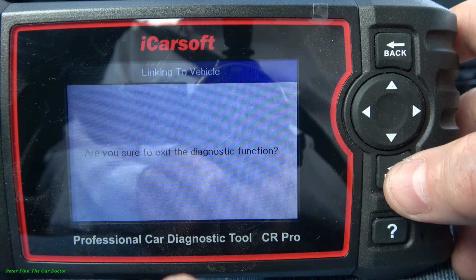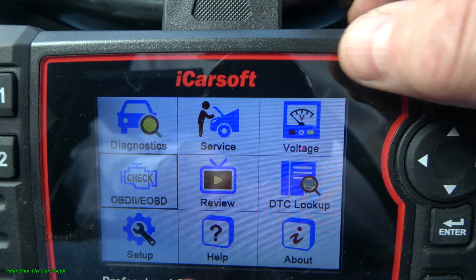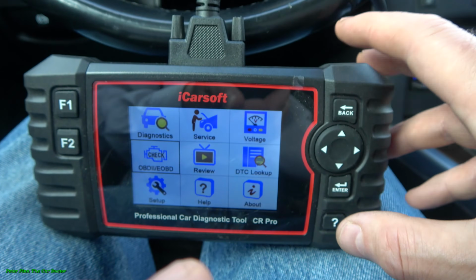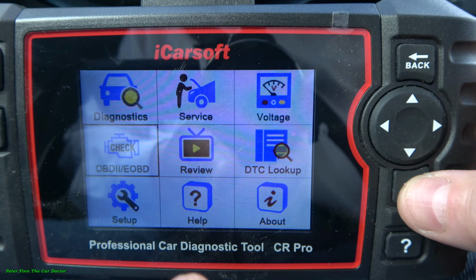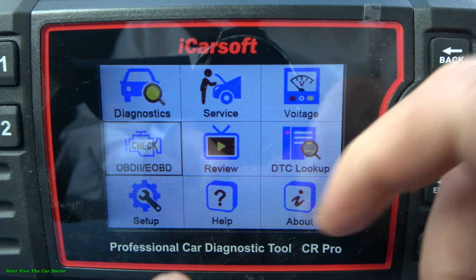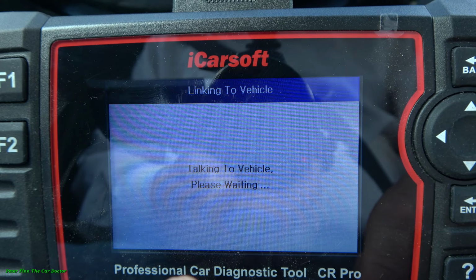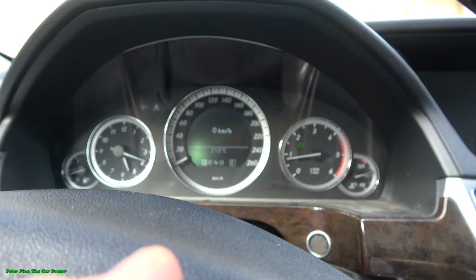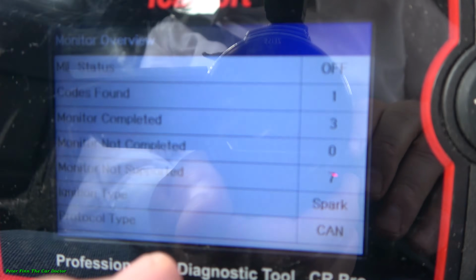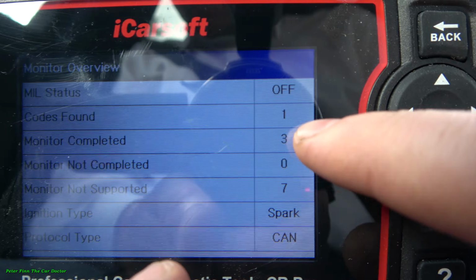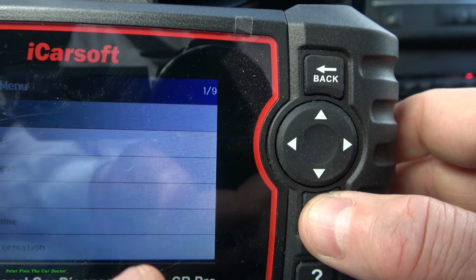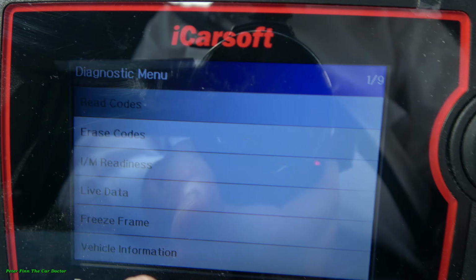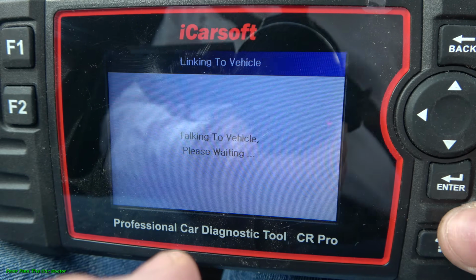We have to connect this OBD scanner, what is in my hand, and then I check the OBD and press enter. Now it speaks with my car, and note that the engine is running. This is important. And then we look again and we can see there is now one code found, and I press enter, read codes, and again enter.